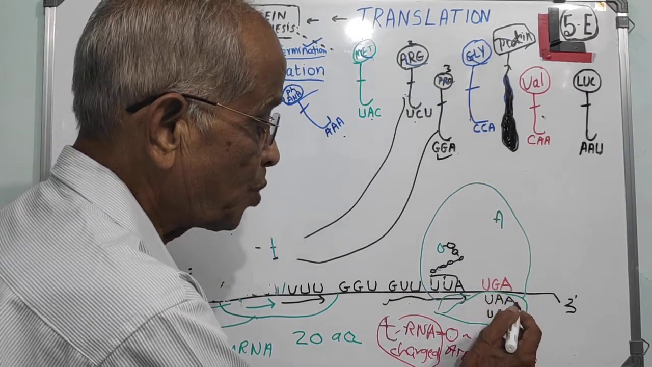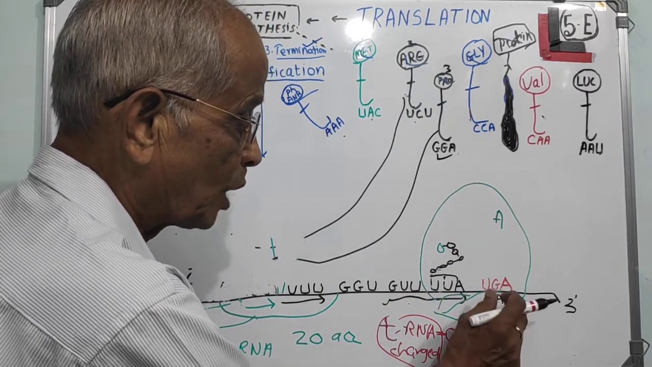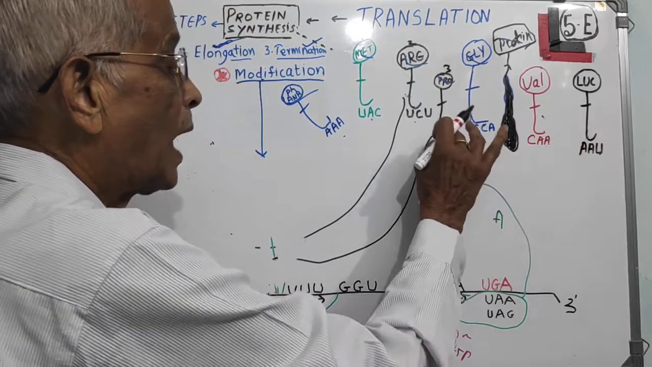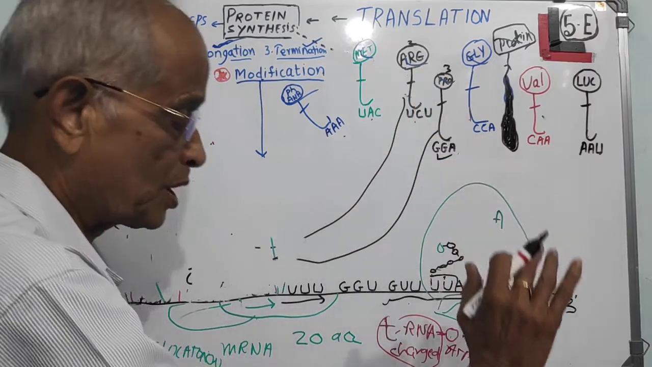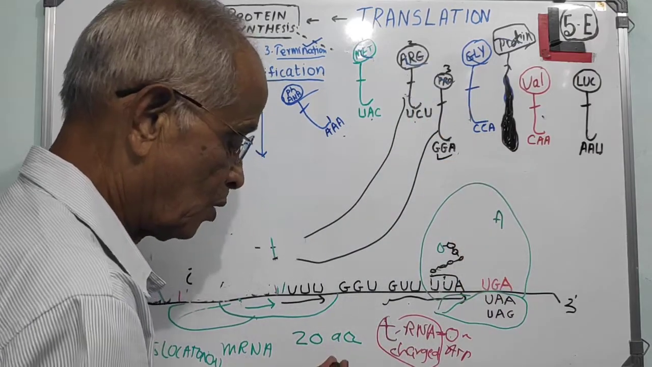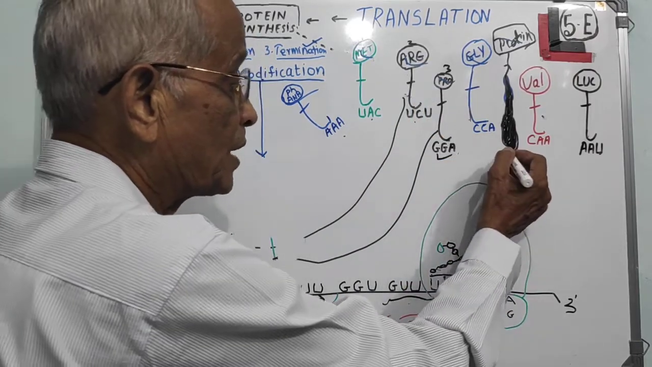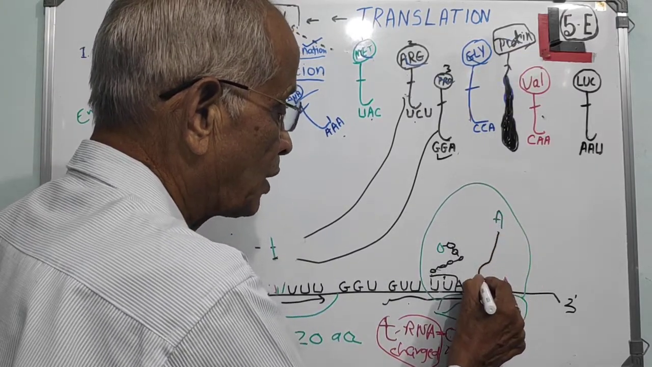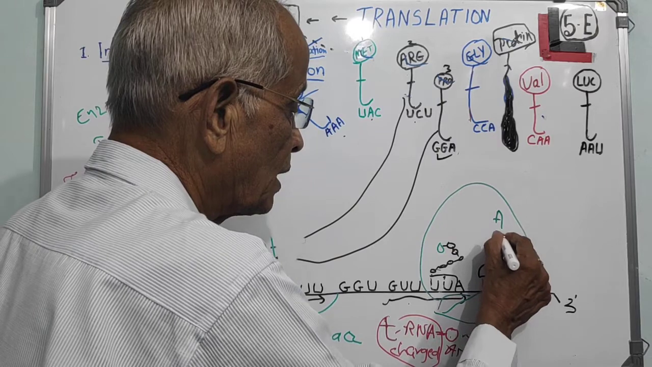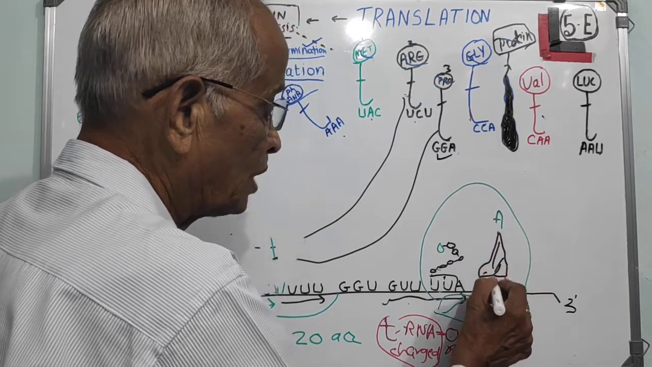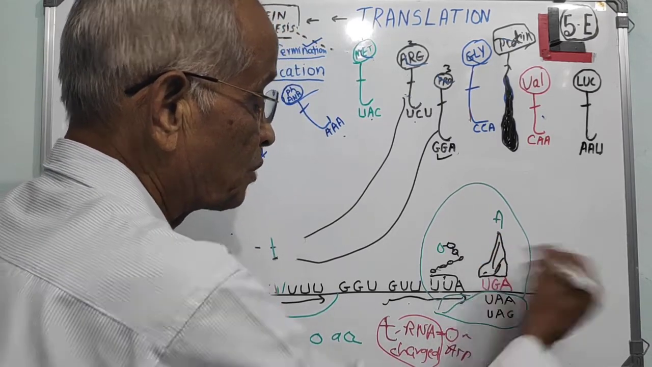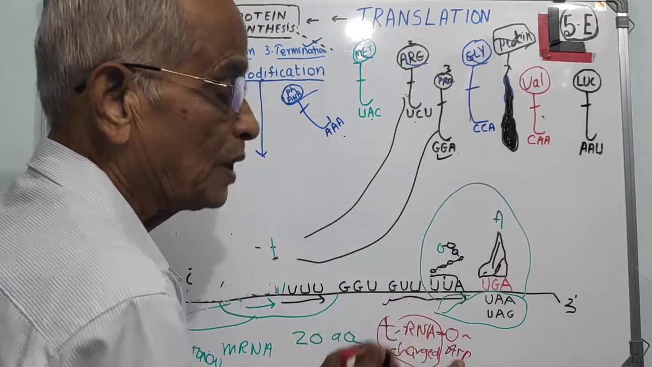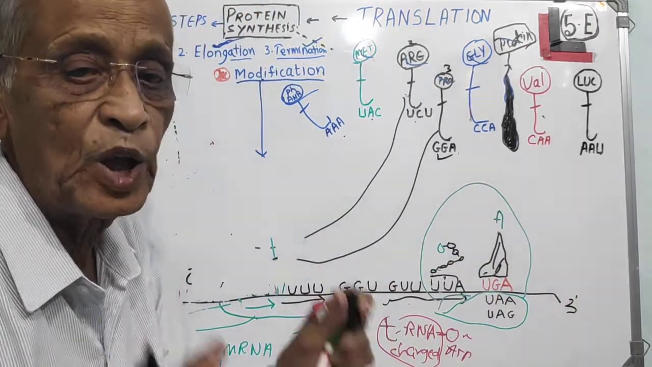One is UGA, UAA, UAG. When it comes here, there is no matching anticodon from the tRNA molecule. Therefore, what this cell has done, it has produced a protein, and that protein comes and binds onto this end, termination. Now that marks the termination. That means there is no more tRNA with a definite type of amino acid.